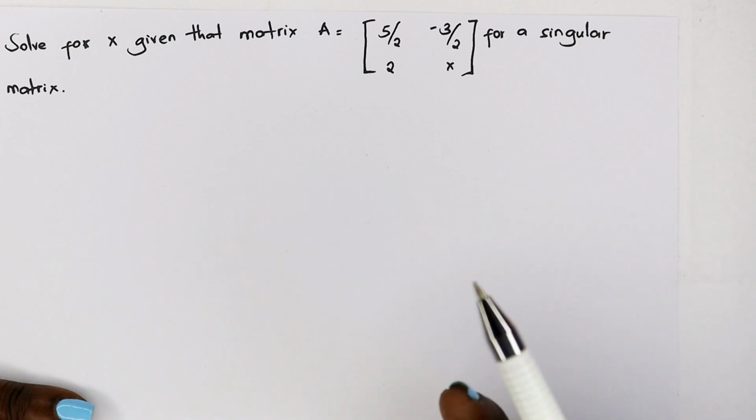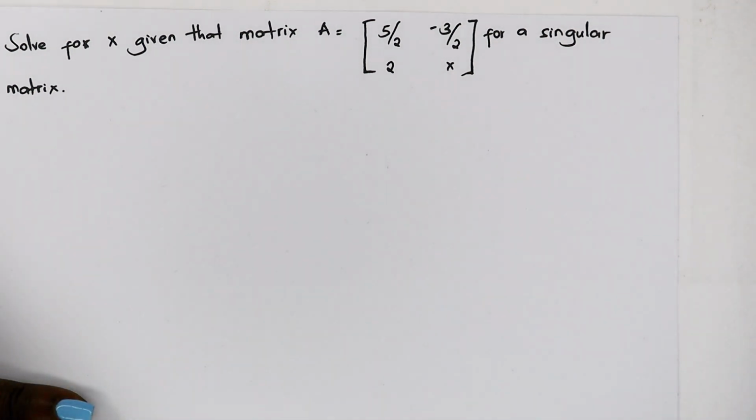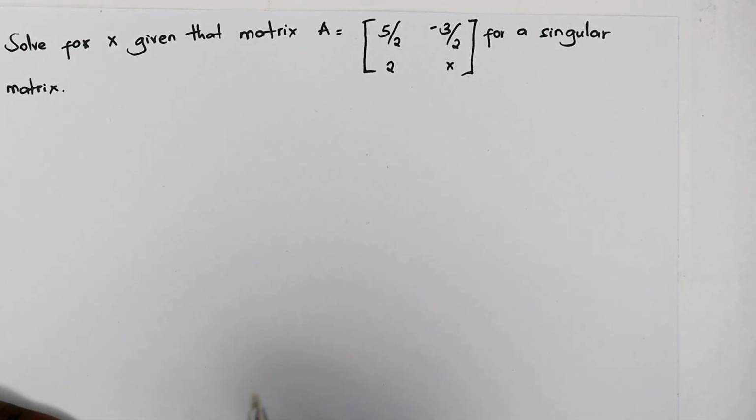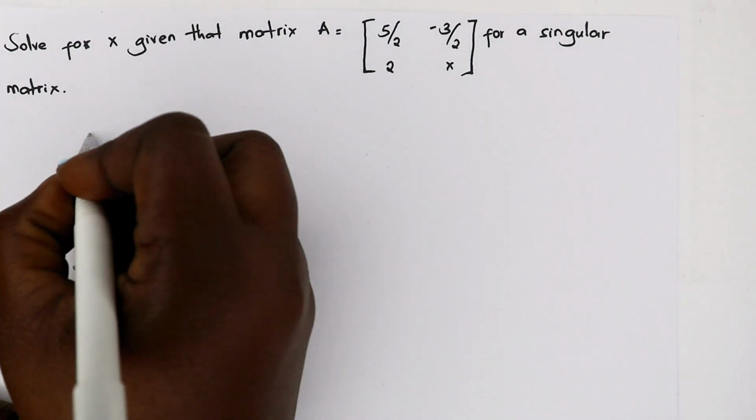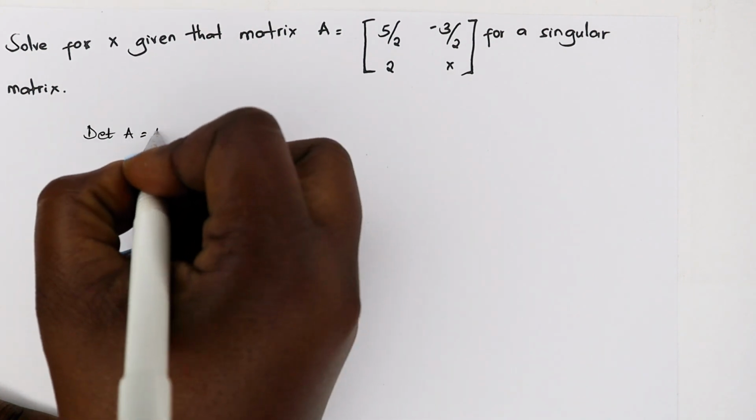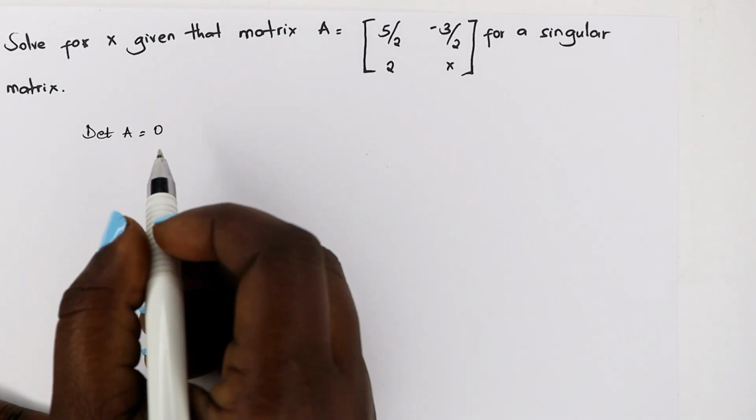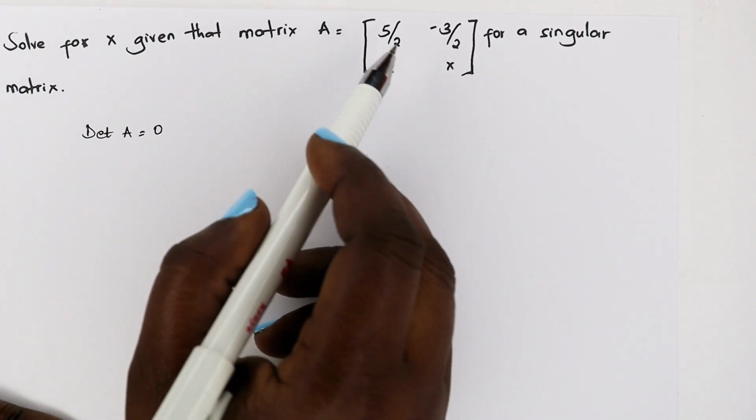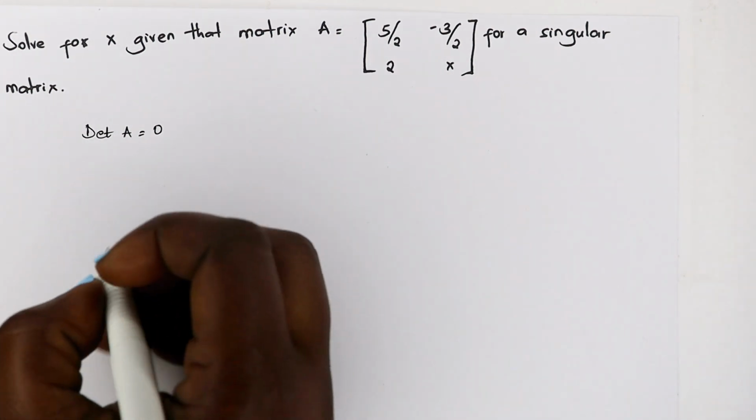So today we're going to solve for x, given the matrix A is equal to [5/2, -3/2; 2, x], for a singular matrix. For a singular matrix, the determinant of A is always 0. So what we're going to do for this question, we're going to multiply along the diagonals.